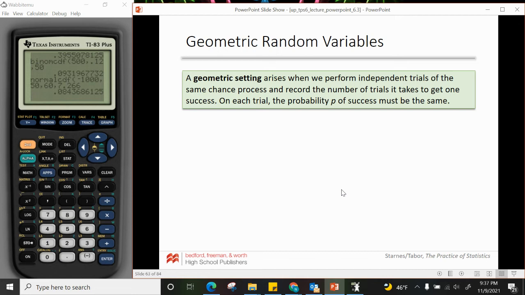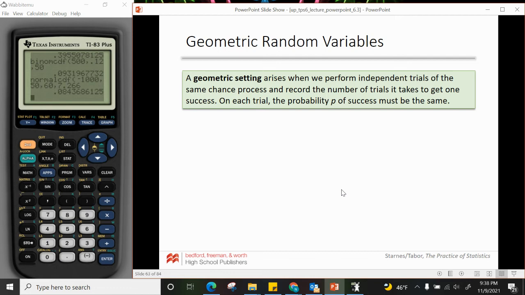All right. Now, one more type of random variable is called a geometric random variable. A geometric setting is very similar to a binomial with one key difference. A geometric setting arises when we perform independent trials of the same chance process. So as in the binomial situation, the trials are independent, and the probability of success on each trial is the same. So the I and the S are there.